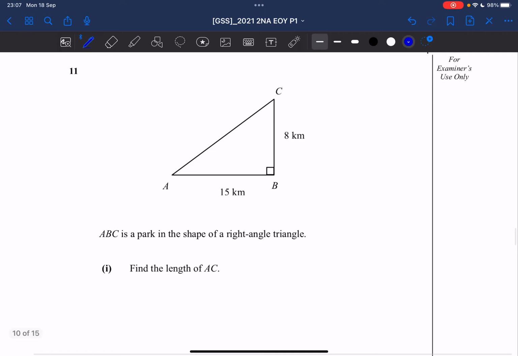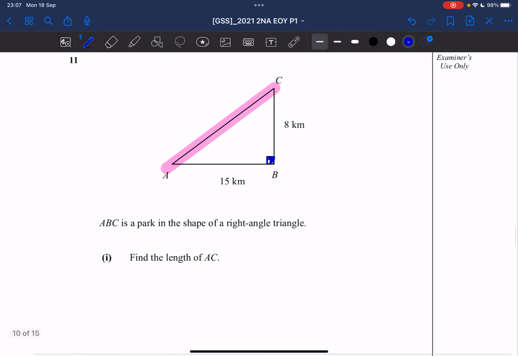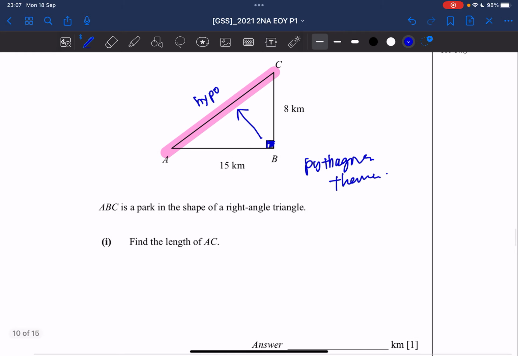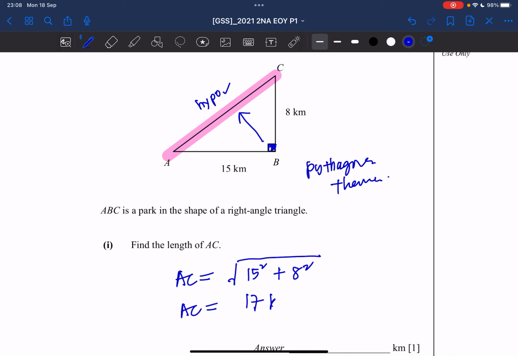Now, find the length of AC. AC is here. You notice that this is a 90 degree triangle. When you have a 90 degree triangle, opposite of that 90 degrees is our hypotenuse. So we can use Pythagoras theorem. To find AC, it's just the square root of, since we need to find the hypotenuse, it must be addition. So AC is equal to the square root of 15 square plus 8 square. So the answer is 17 kilometers.